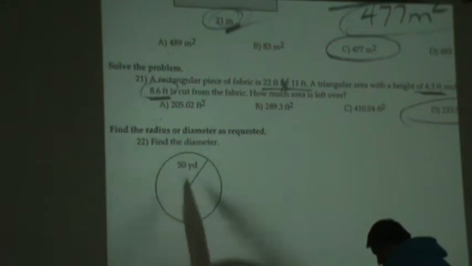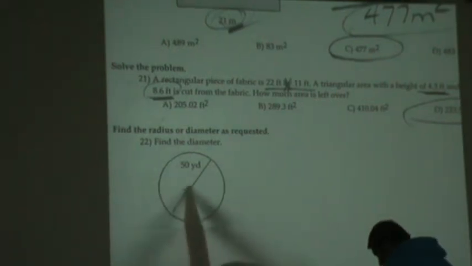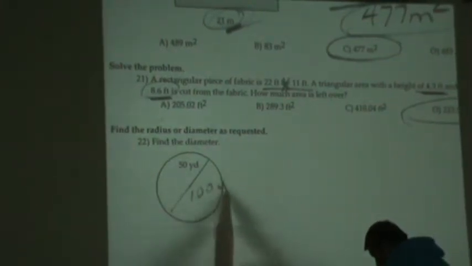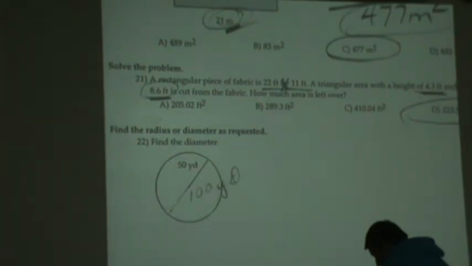Find the diameter. Okay? If the radius is 50, all the way across will be 100, right? Diameter is not squared or cubed. It's like perimeter. It's just a distance where you measured across. So 100 yards.